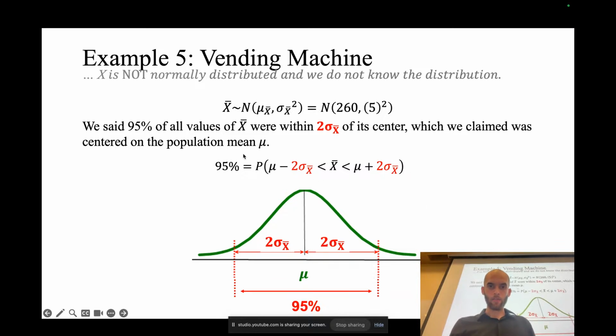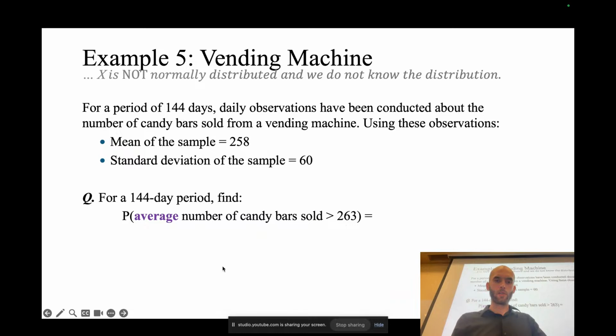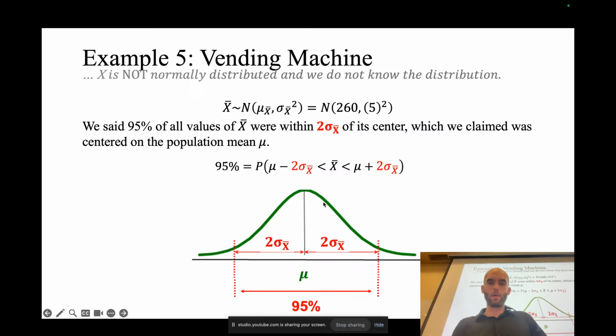And so what we're trying to do here is talk about the probability. Our original question was the average number of candy bars sold being greater than 263. Okay, and so our confidence interval, as we've talked about before, looks like this.